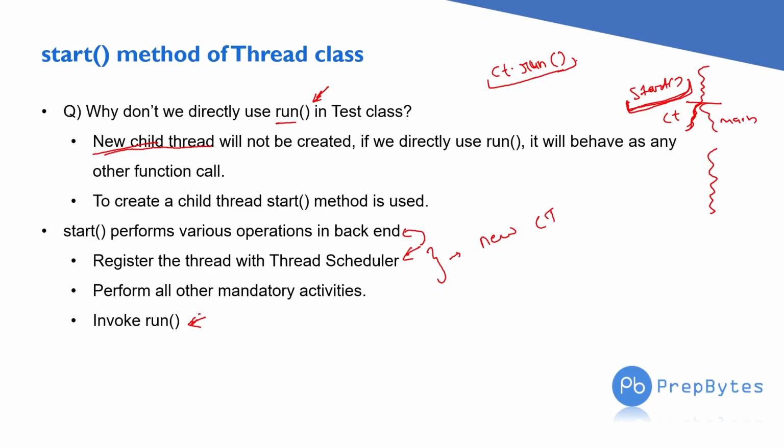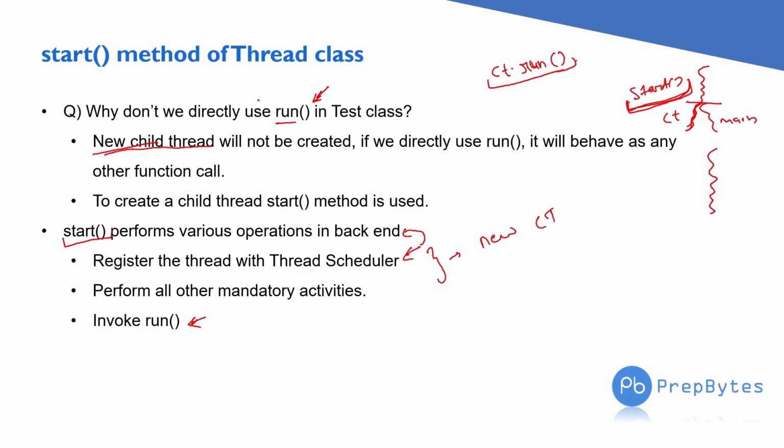So what are the questions? What is the difference between the start method and the run method? Why don't we directly use the run method? Or the interviewer can also ask, what is the importance of the start method? Where is the start method situated? The start method is implemented in the Thread class. Why don't we directly use run? Because a new child thread will not be created if you directly use run. So this is the importance of the start method. Am I clear? I think it is very clear.